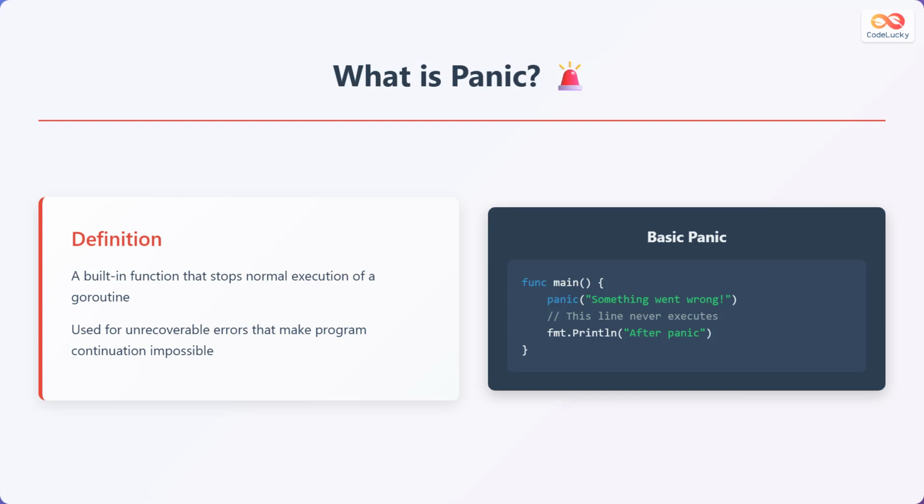Here's an example. We define a main function that calls the panic function with the message, "Something went wrong." The comment says, "This line never executes." The line with the message after panic will never be executed because panic will halt the program before that.